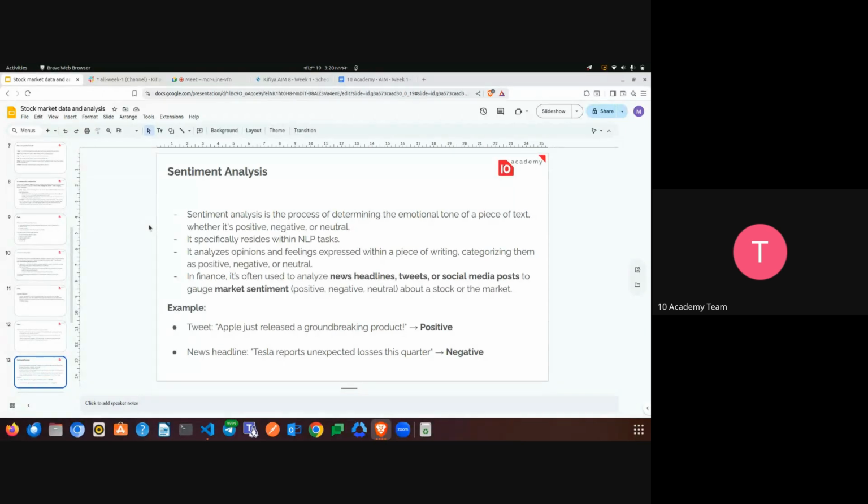So when we look at sentiment analysis, the market moves not only because of numbers, but because of news, feelings, excitement, and anything that might be shared online on news headlines or tweets, like social media. For example, if we see the tweet, Apple just released a groundbreaking product, this is a positive report. This will potentially influence the stock market. And the news headline that says Tesla reports unexpected losses this quarter is negative. So this will affect the stock market. This might lower the price of Tesla.